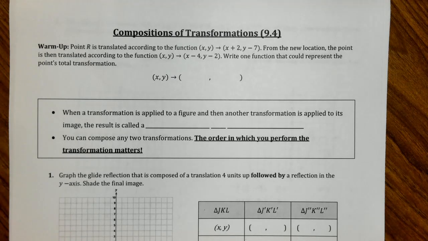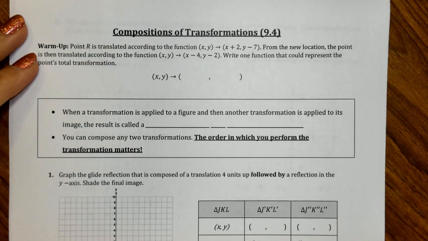From this new location, the point is then going to be translated according to (x, y) goes to (x minus 4, y minus 2). We want to write one function that's going to represent the final transformation of both of these together. Since they're both translations, it's a pretty easy one.